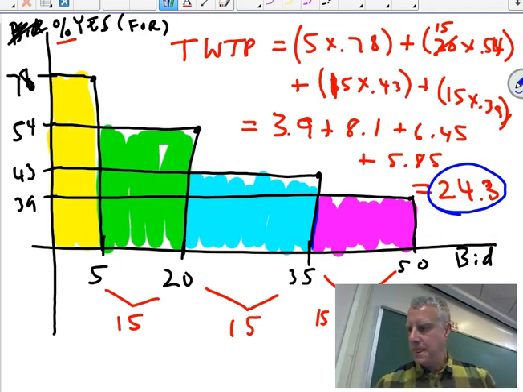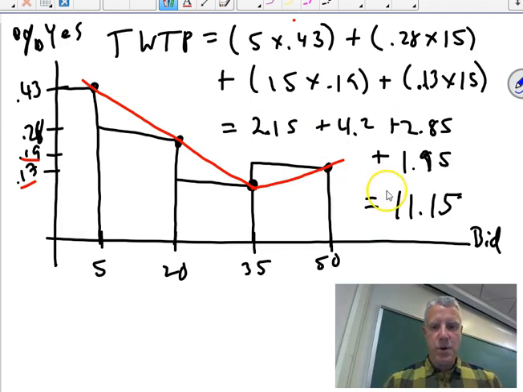So the result of this research is that people who do target red drum are willing to pay more than people who don't target red drum. We might interpret the $24.3 as a use value and the 11.15 as a non-use or existence value.